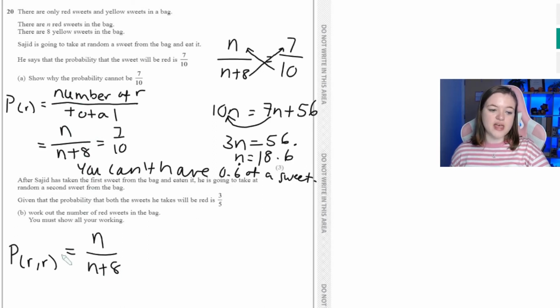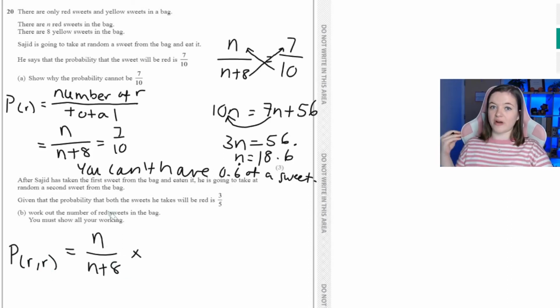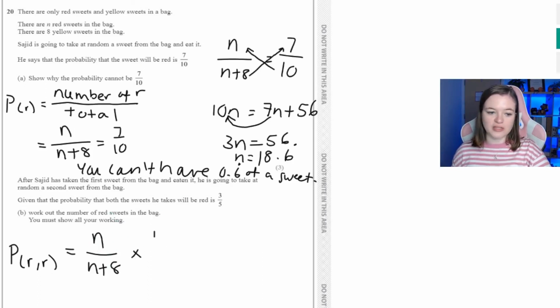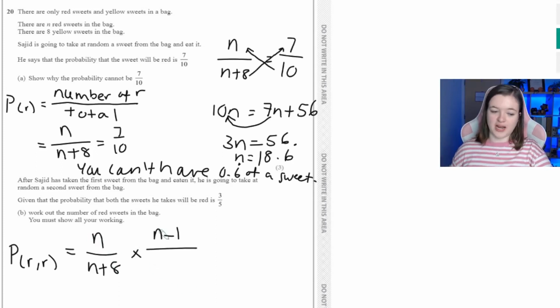Okay, and then we multiply by, when you're finding two things at the same time, so red and red, you multiply. You then have to take one away from each of these. He's taken out a red sweet already. He's already picked one, already munched one, already eaten it. So we then have one less red sweet than we had before, which is n minus 1, over one less sweet in total than we had before. He's already eaten one. That is then n plus 7. So take one from both these numbers. We've got one less red sweet and therefore one less sweet in total.